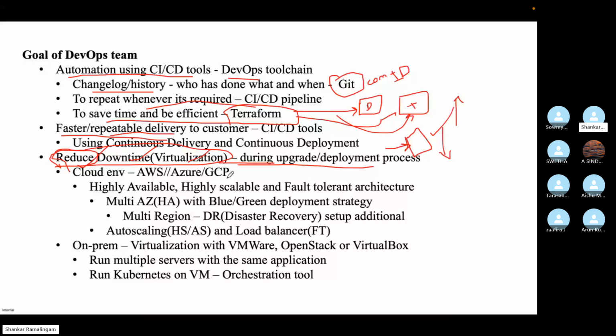Especially, people were initially using the virtualization concept only. Later on, we moved on to cloud. And using cloud, there are three different things that we can achieve: highly available, highly scalable, and fault tolerant architecture. Any idea what is highly available?